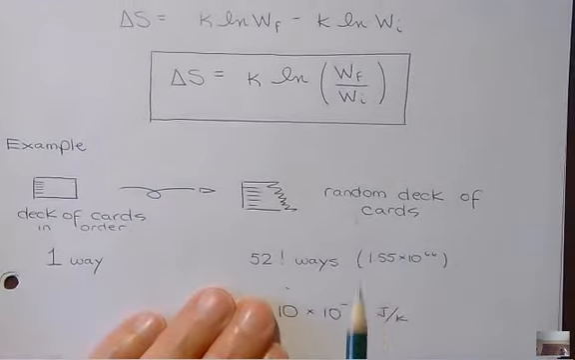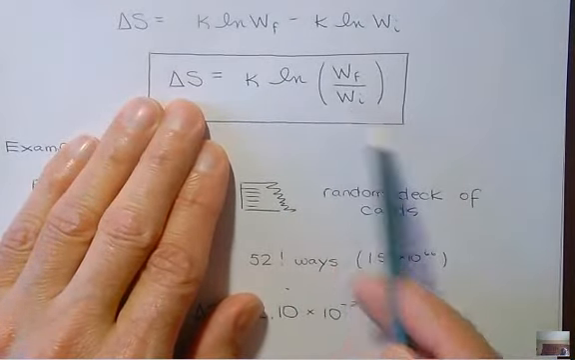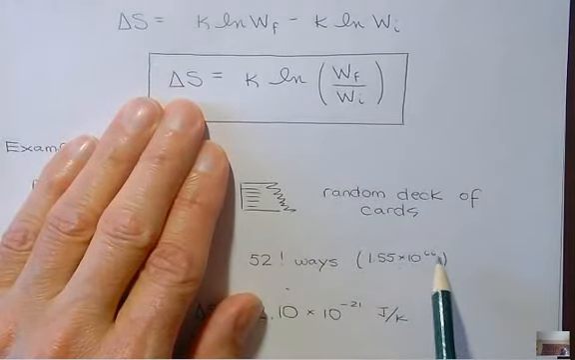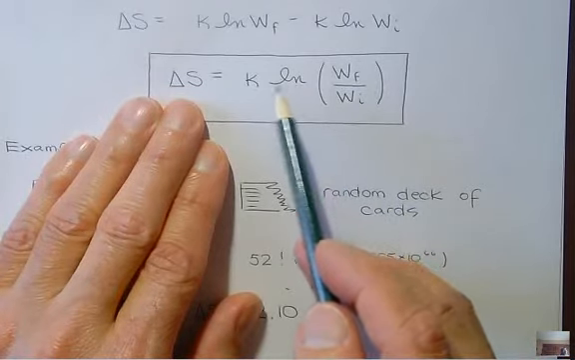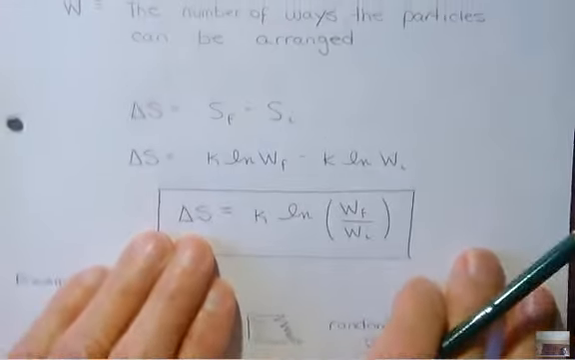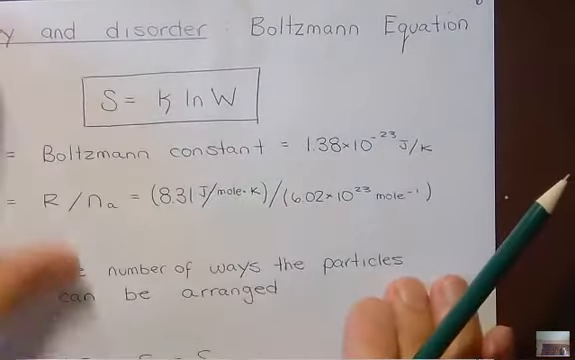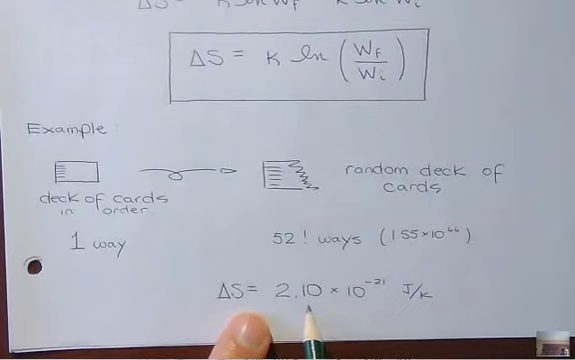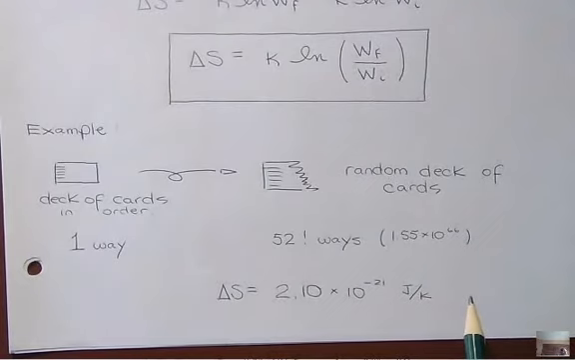Okay, put that into my calculation. I take the ln of, there's only one way for the bottom, the ln of 1.55 times 10 to the 66th divided by 1 is still 1.55 times 10 to the 66th. Take the natural log of that, multiply it by k. What's k? Here's the value of k, 1.38 times 10 to the negative 23. If I do all of that, I get delta S is equal to 2.1 times 10 to the minus 21st joules per Kelvin.